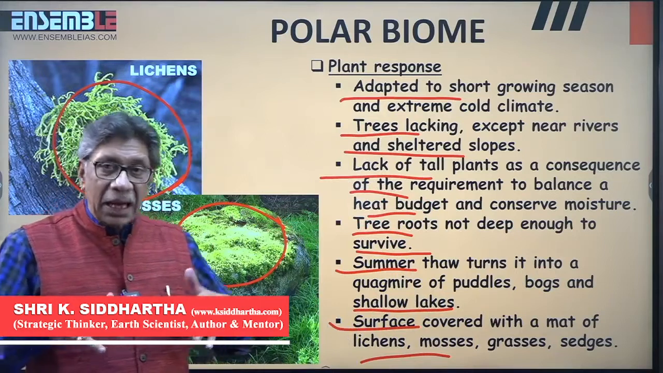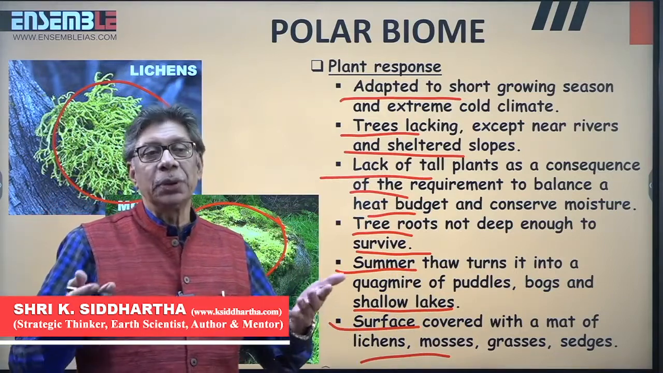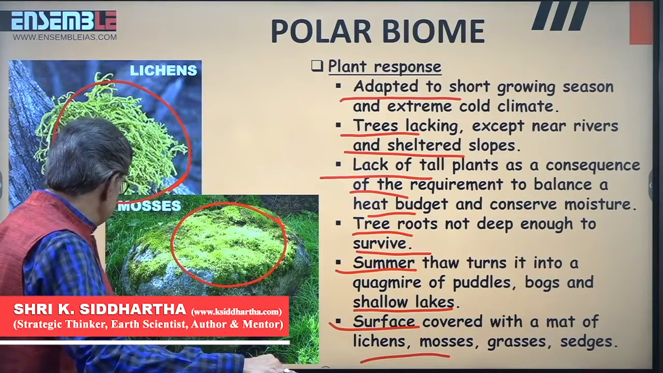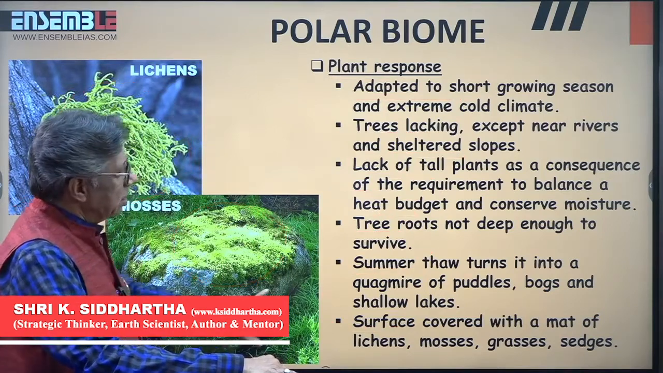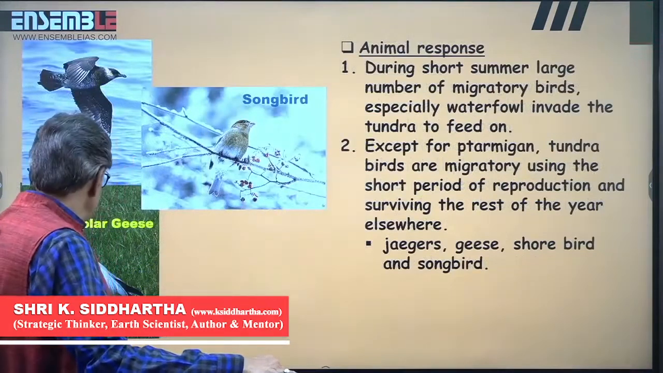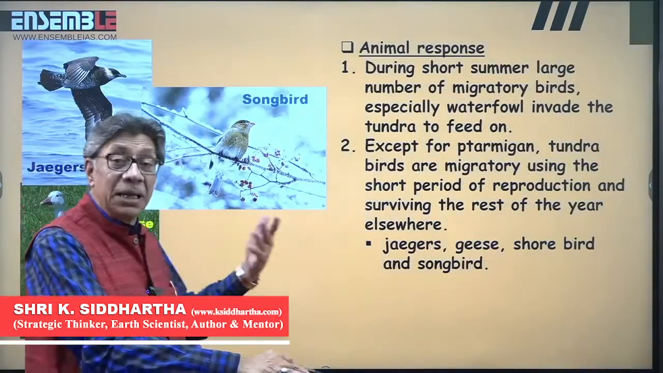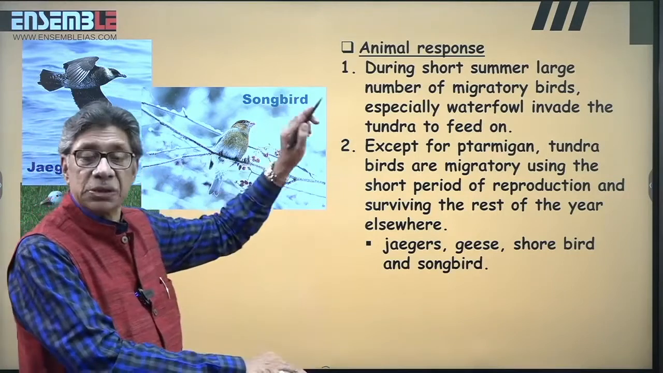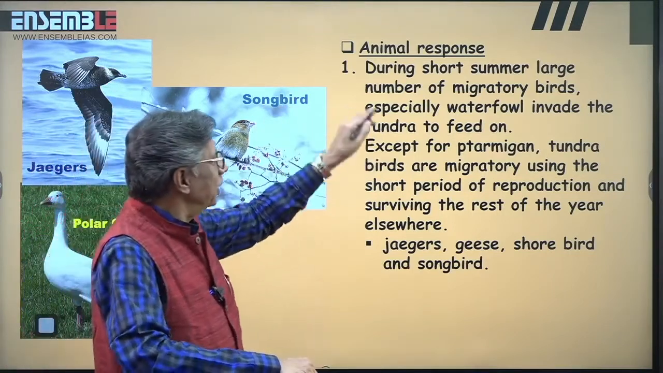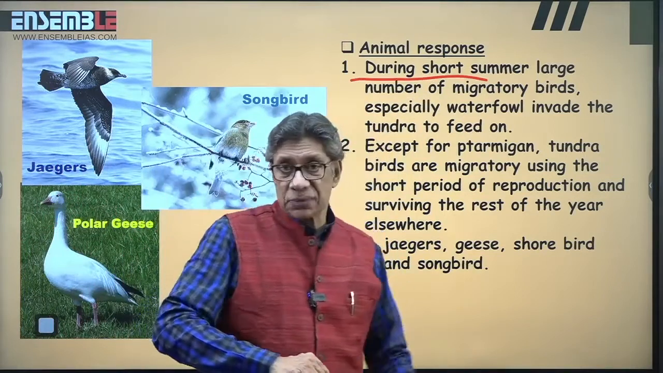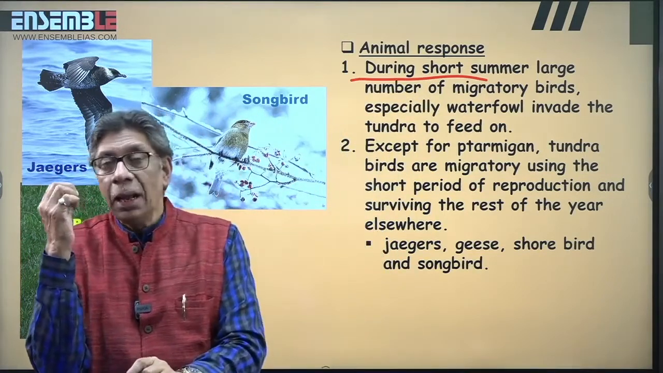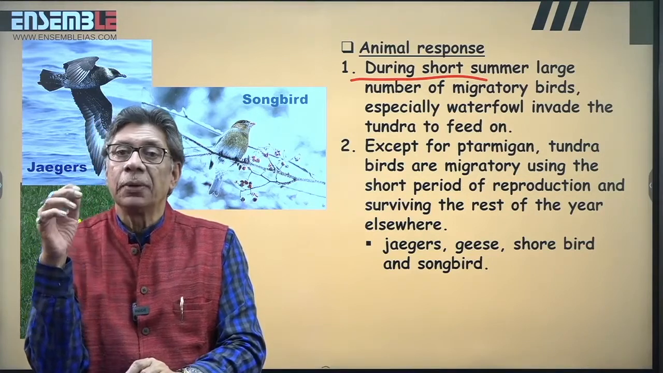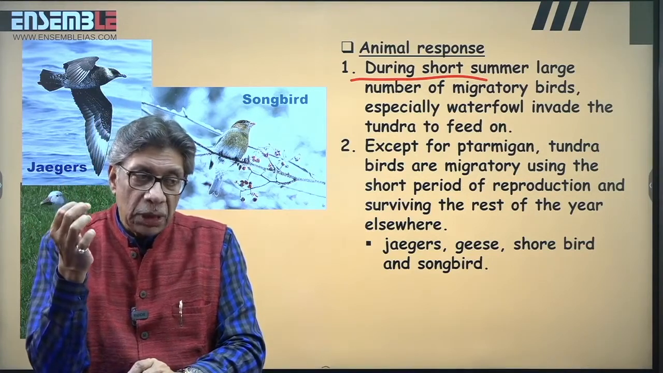So, if there is hardly going to be any plant life, will there be any animal life in these regions at all? The answer is, of course, because the animals will be based on something different. The animals will be eating something different. The animal response is really different. For example, during the short summer, a large number of migratory birds, especially waterfowl, flock to the tundra region to feed.